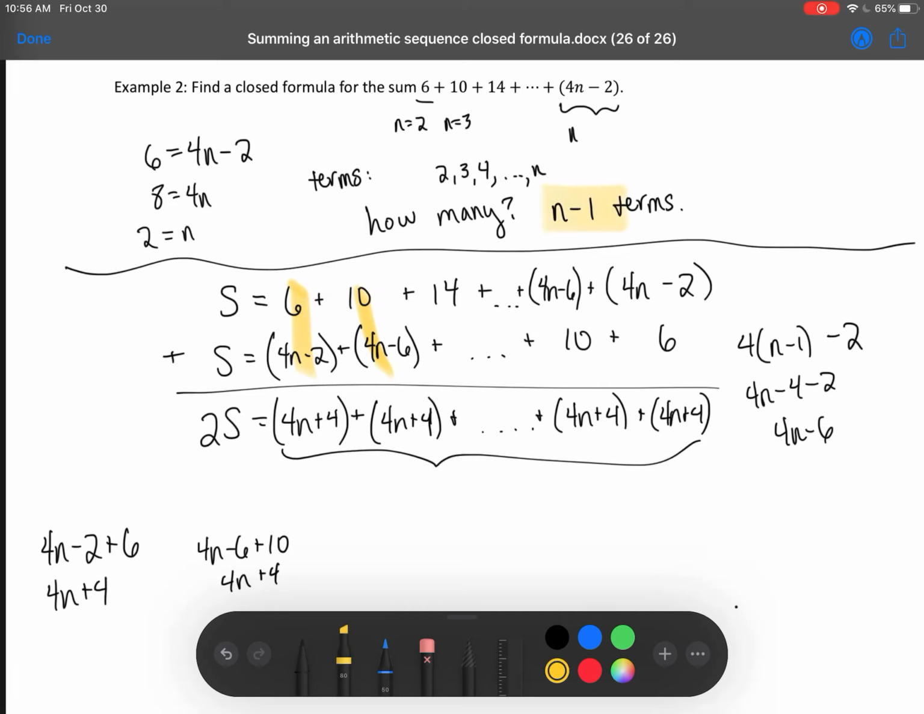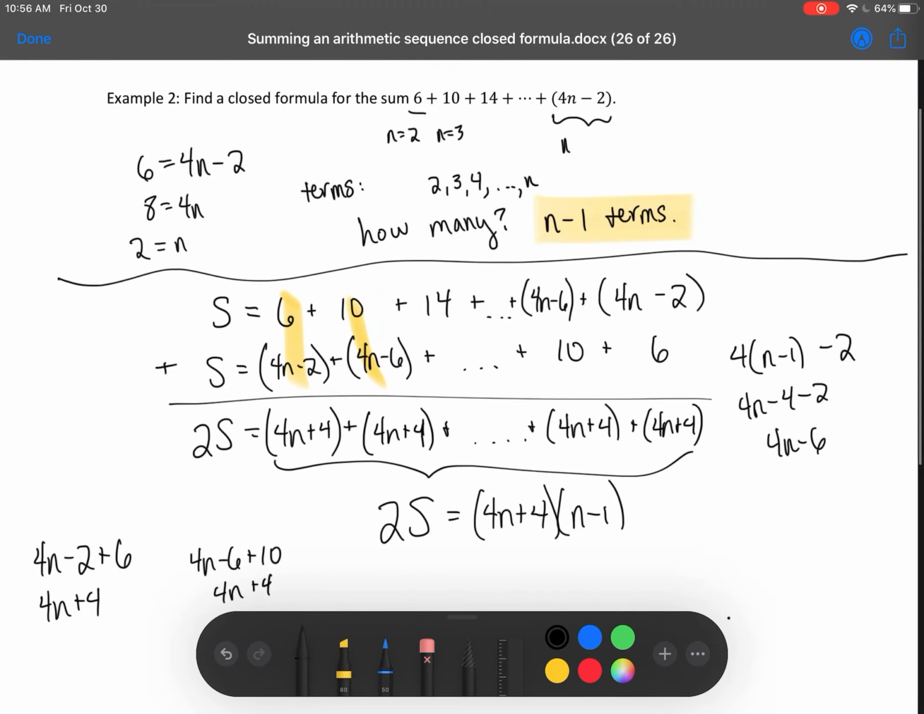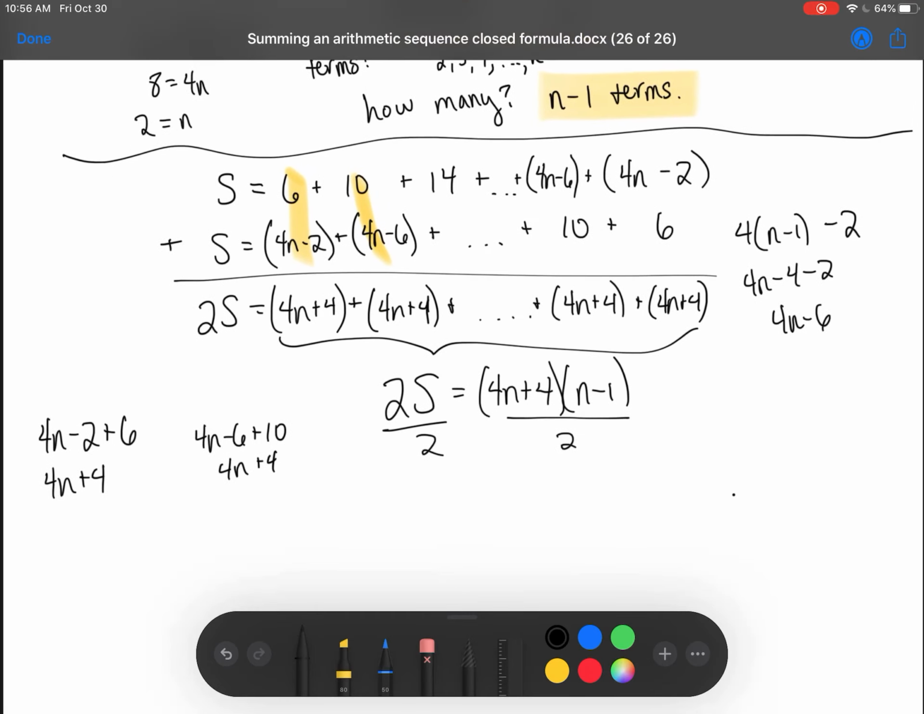All right, specifically how many times? Well, that's the same as the number of terms that we said were in our sequence, which is exactly n minus 1 in this case. All right, so we have 4n plus 4 multiplied by itself n minus 1 times. So we get 4n plus 4 times n minus 1 is equal to 2s. All right, well, since we called the original sum s, we need to divide by 2 because we're asked to find s, not 2s. So that gives us the sum s is 4n plus 4 times n minus 1 over 2.